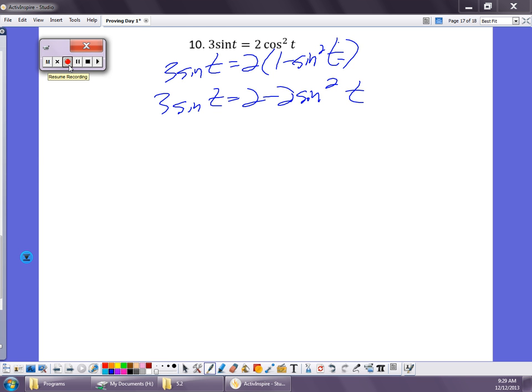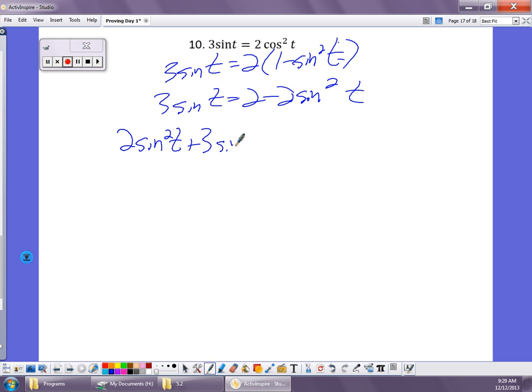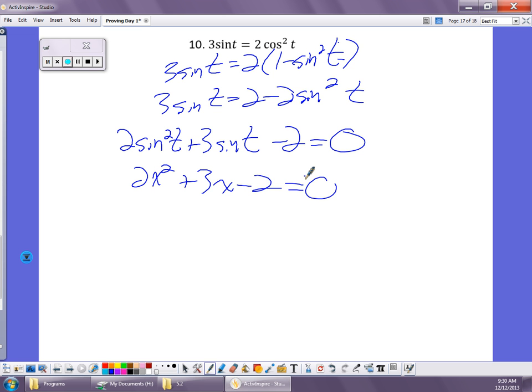Right, so then we would want to add 2 sine squared t and subtract 2. So you'd get 2 sine squared t plus 3 sine t minus 2 equals 0. Right, change it to x's or t's, whatever you want. 2x squared plus 3x minus 2 equals 0. So from here we would want to do the ACB method. So you get 2 times negative 2 is negative 4. Add up to 3, so we want two values that multiply to negative 4 and add up to 3.